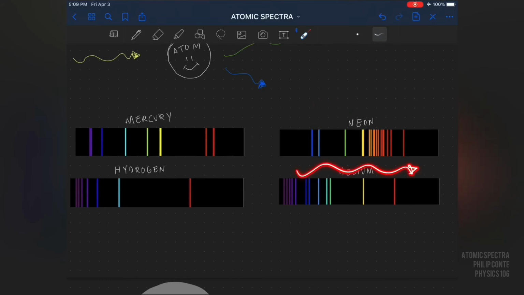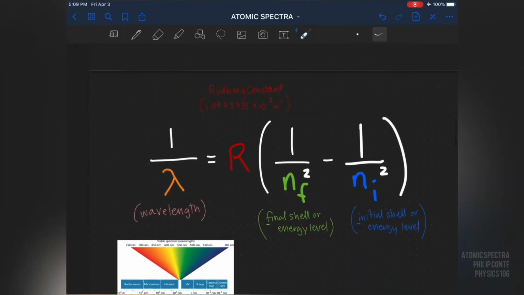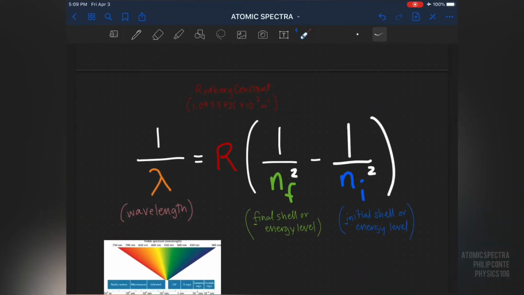Now I'll explain what you need to know in order to solve some problems. Here's the equation we'll be using, and it helps us to determine any one of these variables, whether it be which level electrons are falling from or jumping to, or what the wavelength is for something that jumps from, let's say, level 3 to level 5. First off, we will describe lambda.